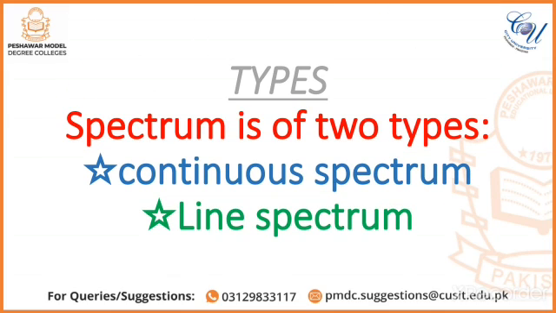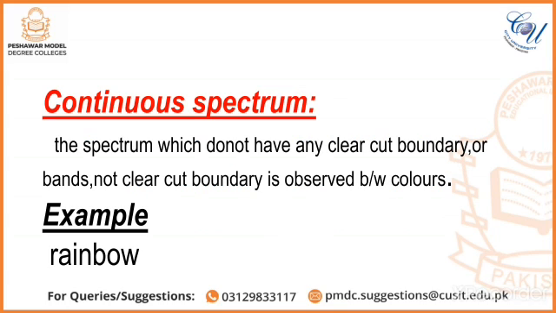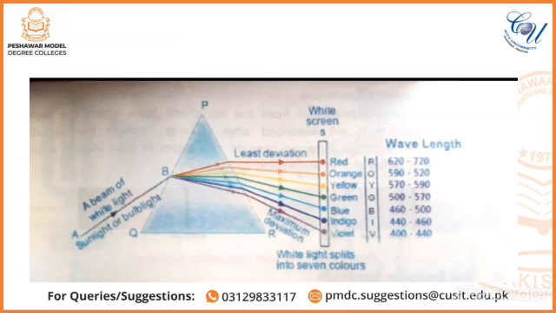Types. Spectrum is of two types, continuous spectrum and line spectrum. Continuous spectrum. The spectrum which does not have any clear boundary or bands; no clear-cut boundary is observed between colors. Example, rainbow. See the diagram.